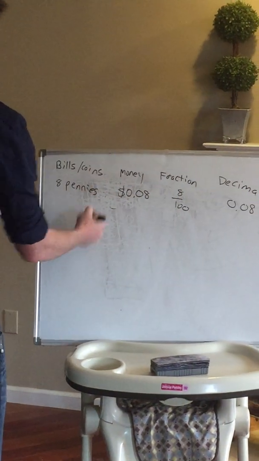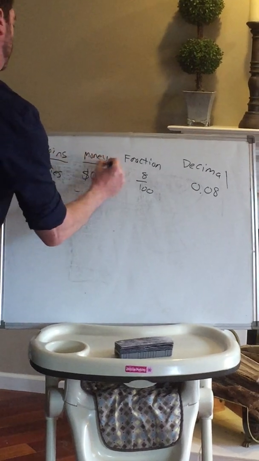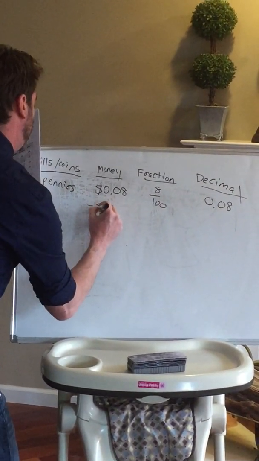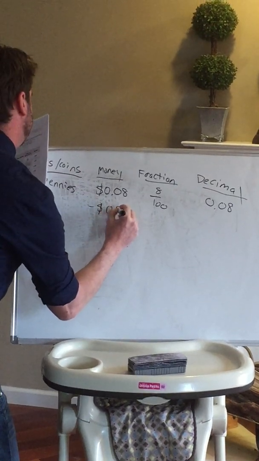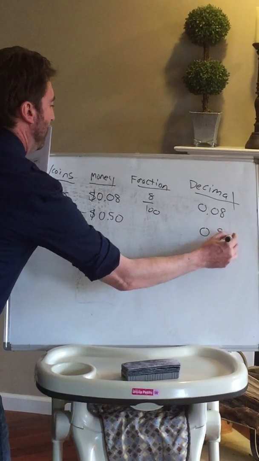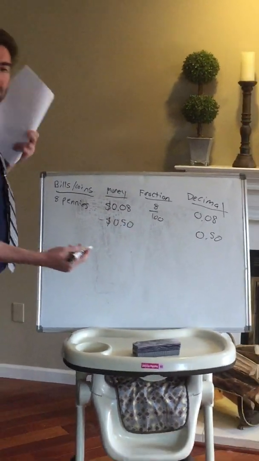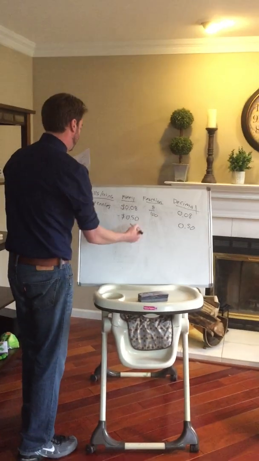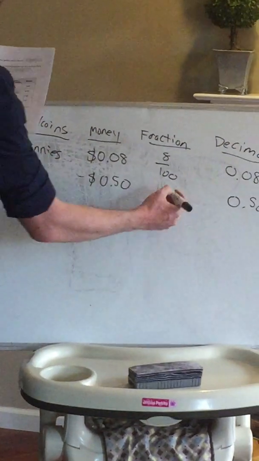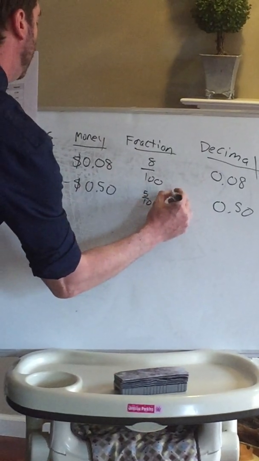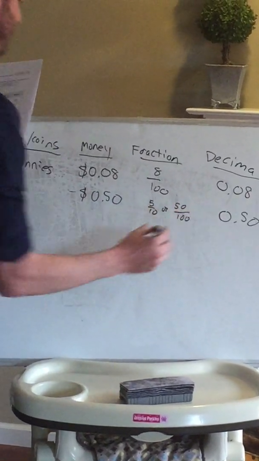Okay, for the next one, it has bills and coins not filled out. Here, some little lines there. Remember, guys, these two are going to be the same, just one's got a dollar sign in it. That's it. All right, so I have 50 cents here. How am I going to write that? As a fraction, it could be 5 tenths or 50 100ths.